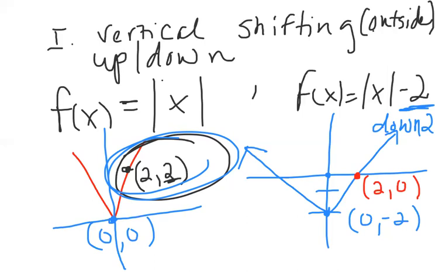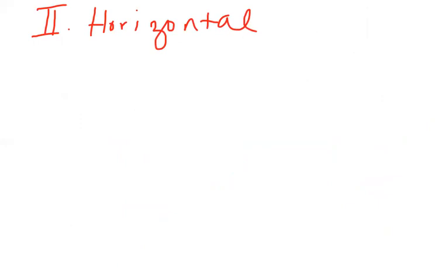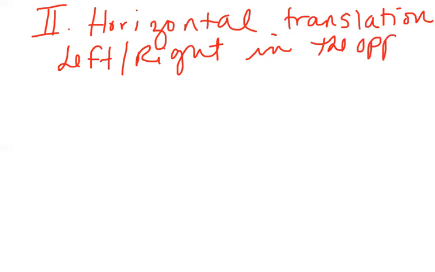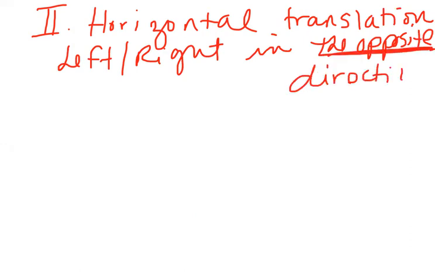All right. So now, guys, here comes the second transformation. The second one has to do with horizontal translations or horizontal shifting, as in you're moving the graph left and right. Horizontal translation, horizontal shifting, same thing. This is where you're going to move the graph left or right. But guys, be careful with this one. It's going to be in the opposite direction.